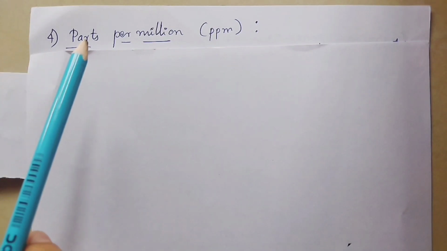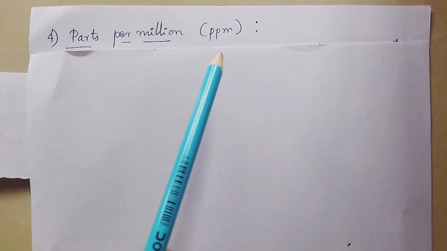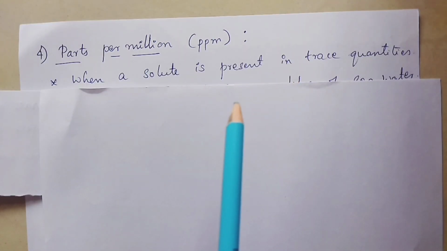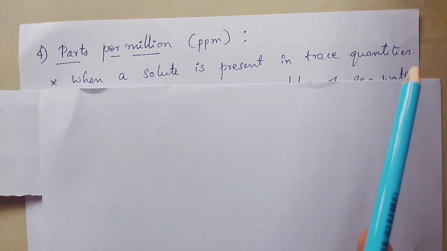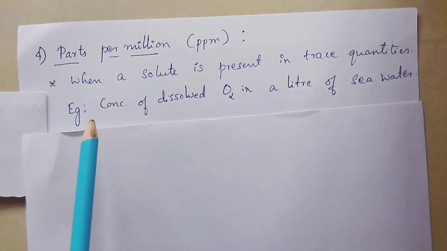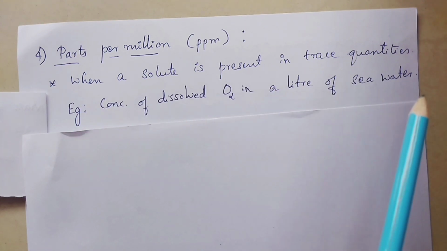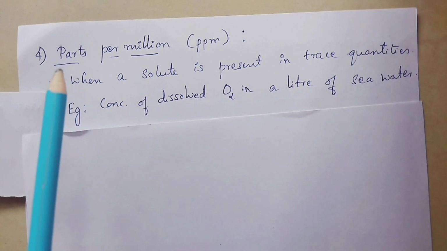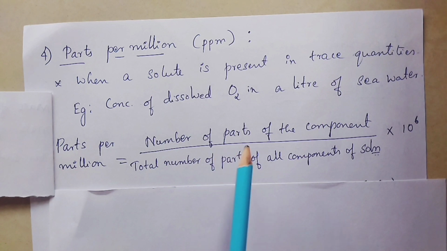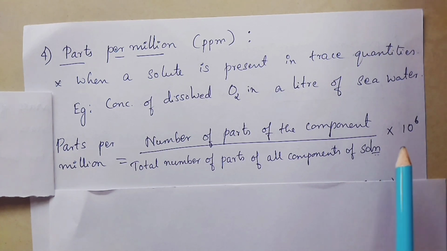The fourth type is parts per million, represented by ppm. When a solute is present in very minute quantity or in trace quantities, to express its concentration, we can use parts per million. Example, concentration of dissolved oxygen in a liter of seawater can be expressed in terms of parts per million. So parts per million is equal to number of parts of the component divided by total number of parts of all components of solution multiplied by 10 to the power 6, that is 1 million.